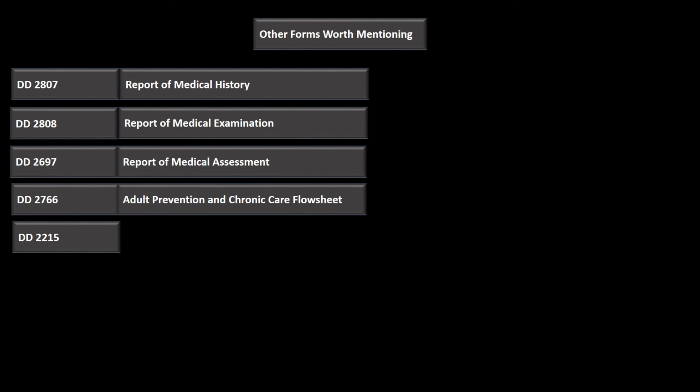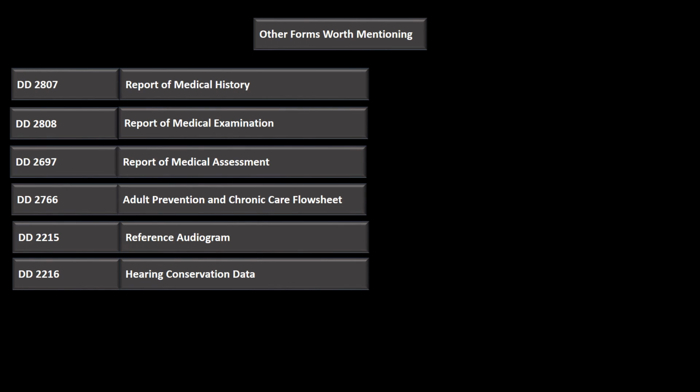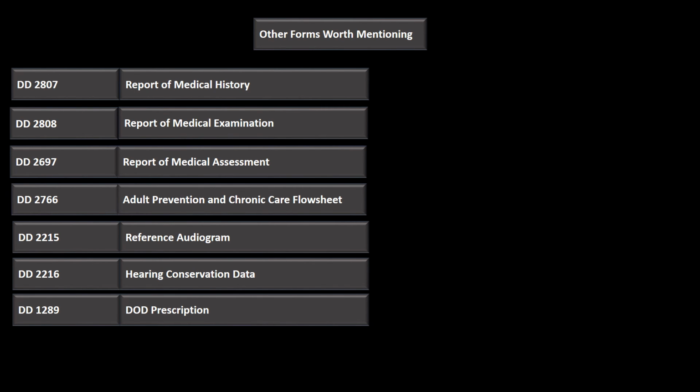We've got the DD 2215, that's your reference audiogram. That's the audiogram you get at MEPS, and what all your audiograms will be compared to unless they reset your baseline. We've got your DD 2216, that's your hearing conservation data. This is what the rest of your audiograms will be documented on. So if you get in the hearing conservation program and you're doing an audiogram every year, they're going to utilize the DD 2216. We've got a DD 1289. DD 1289 is your Department of Defense prescription. Again, it's not listed as a 67 like the polyscript because this is Department of Defense wide. So that's why it's a 1289 and doesn't fall under the SSIC codes.